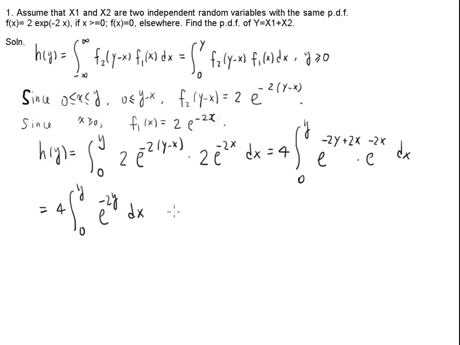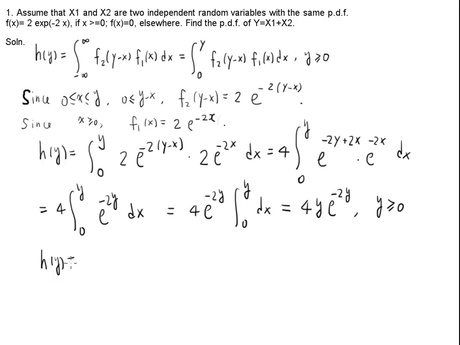y is a parameter, it's a constant, so we can simply pull this one out. So it's 4e to the negative 2y, and integrate from 0 to y just dx. Integrating this one gives simply y. So we have 4y e to the negative 2y, and that's for y greater than or equal to 0. And we already mentioned that this random variable y over here is non-negative. So its density function for the other part of the interval is simply 0 when y is less than 0. Everything is going to be 0.